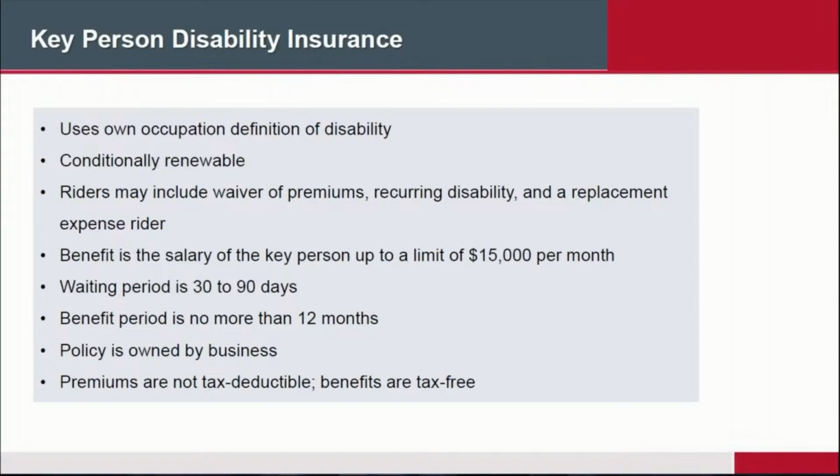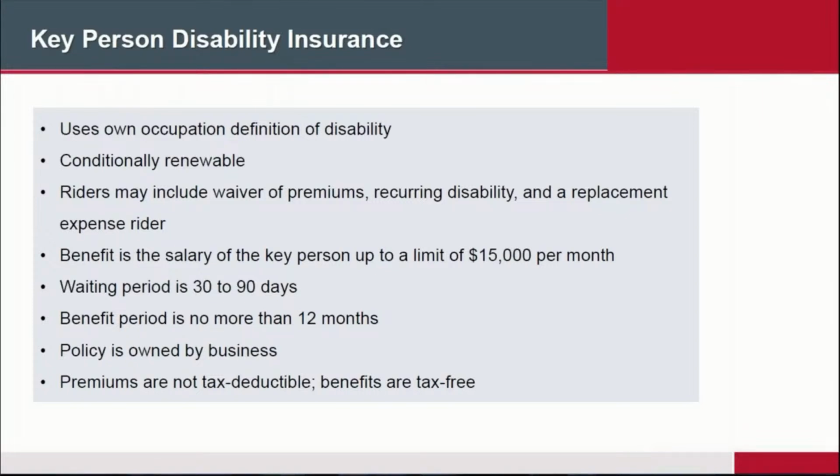The benefit is a salary of the key person up to around $15,000 per month. So it's really disability insurance, 60% of the earned income of the key person involved. It's really the same formula, but it can go up to $15,000 per month. Waiting period, generally speaking, 30 to 90 days. It could be longer, it could be shorter. I don't recommend shorter because it's very expensive, but basically 30 to 90 days. Benefit period, very rarely beyond 12 months.